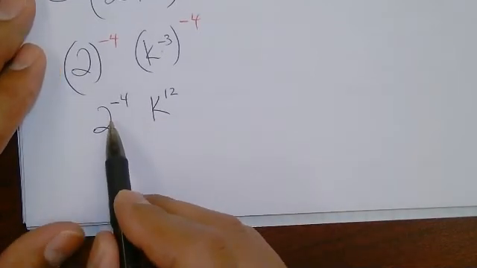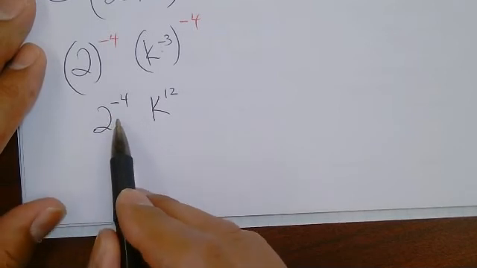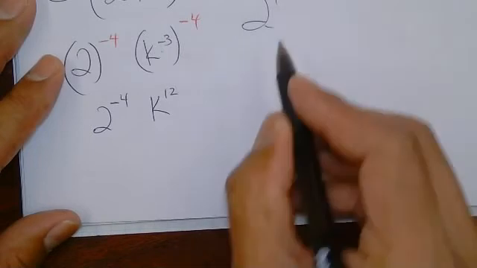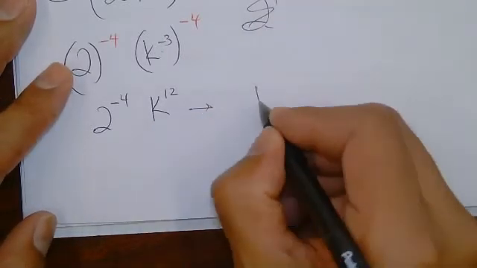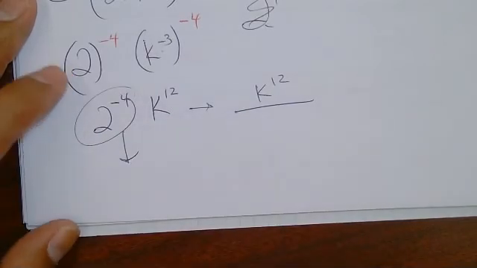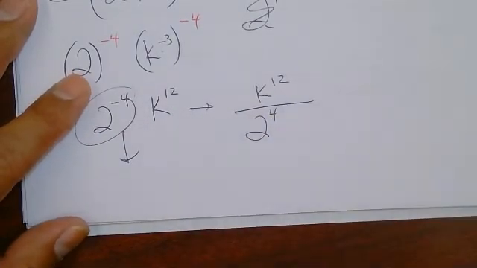So can somebody tell me how I make this positive? You bring it down. See, you can't evaluate this. You can't get this answer. I can find out 2 to the power of 4, but not 2 to the negative 4. So what do I have to do? Does everybody agree the k to the 12 stays on top and this one gets dropped to the bottom? Why? To make the power what? Positive. Thank you.